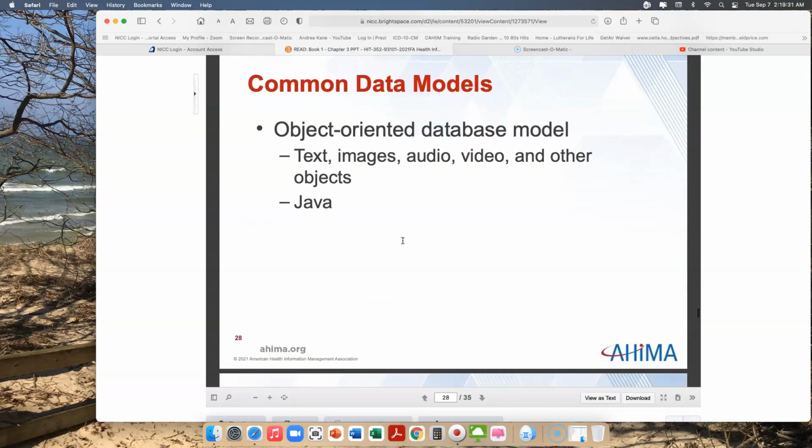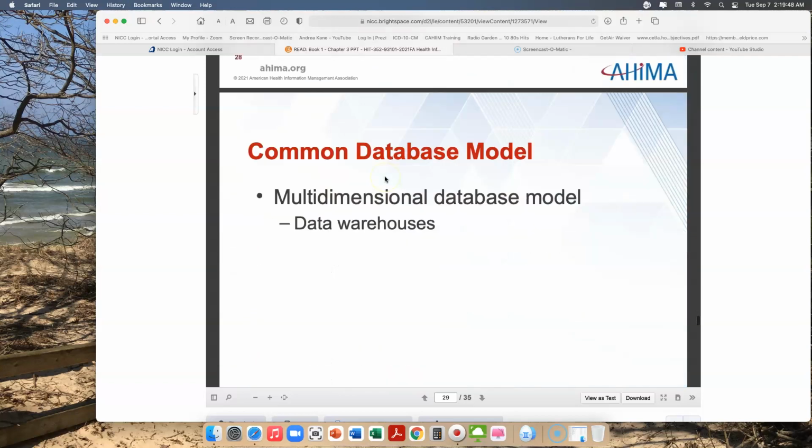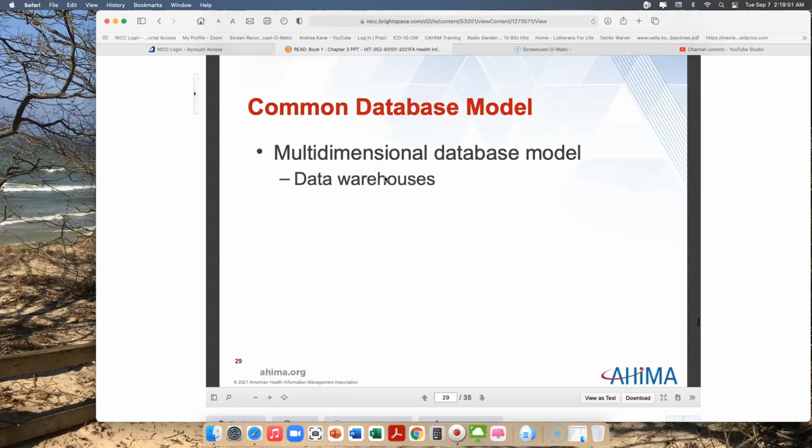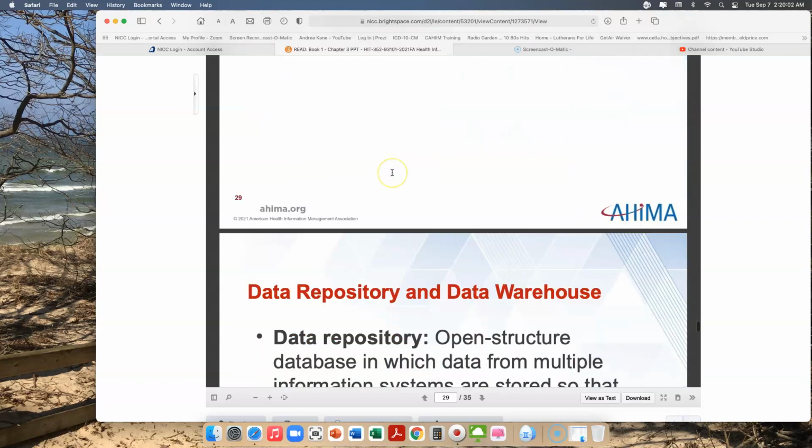With common data models, there's object-oriented database models. This includes text, images, audio, video, and other objects, often using Java as a platform. But it's exactly what it says, object-oriented. So you're going to have all these different types of objects. And then you'll have multidimensional database models, and those are data warehouses where there's all sorts of multiple databases being dumped in together. And that's known as a data warehouse.